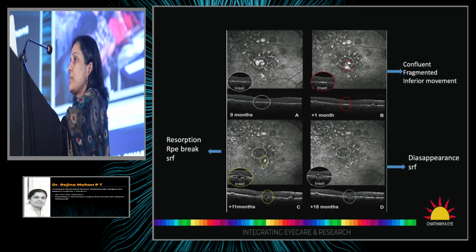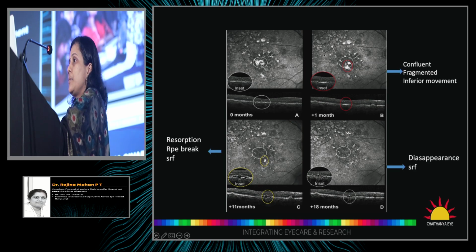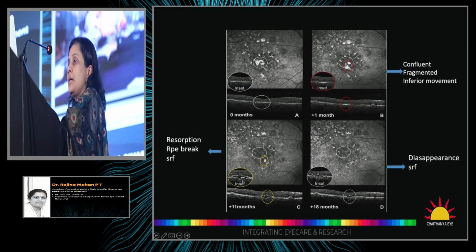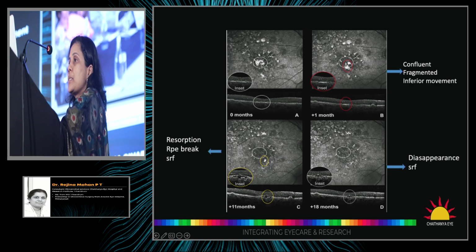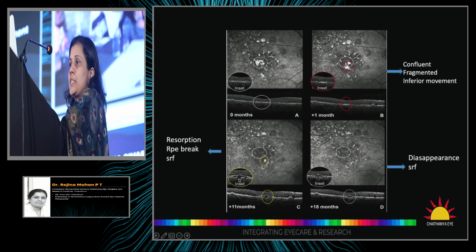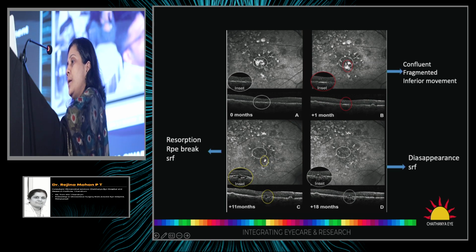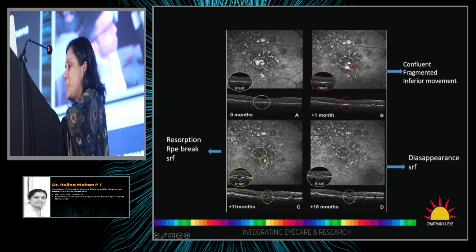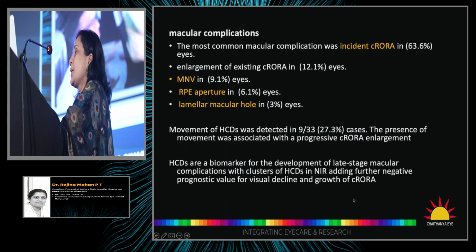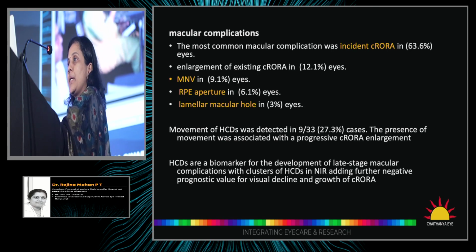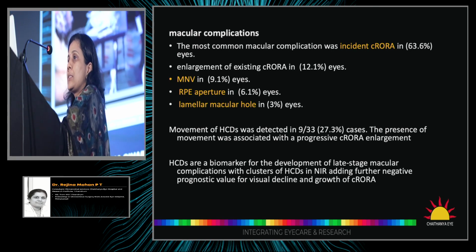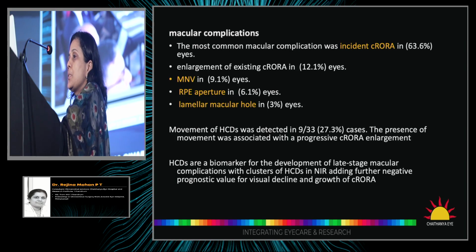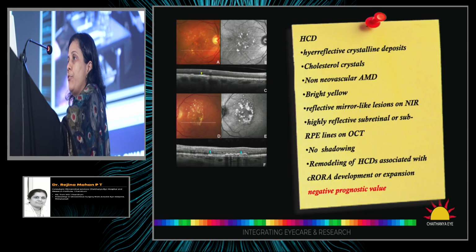In another picture, we can see the HCD later became fragmented. Then in the third picture, we can see that there's an RPE break at the site where HCD was present and a little bit of SRF. Later, this HCD completely disappeared with a small lacuna there, some minimal SRF or a vacant space. So altogether, HCDs have a macular complication, mainly an increase in the serous, and other complications are macular neovascularization, RPE apertures, and macular hole formation.